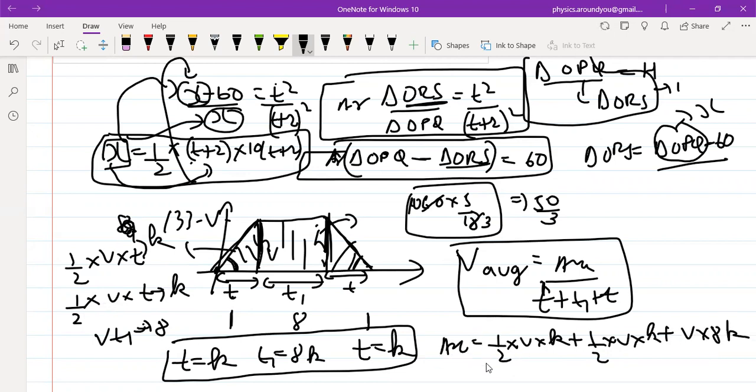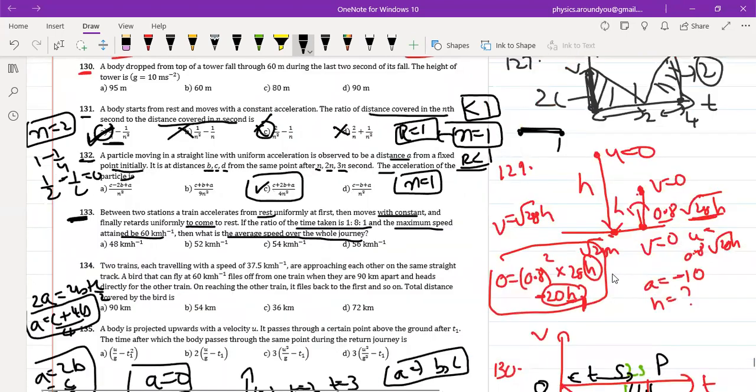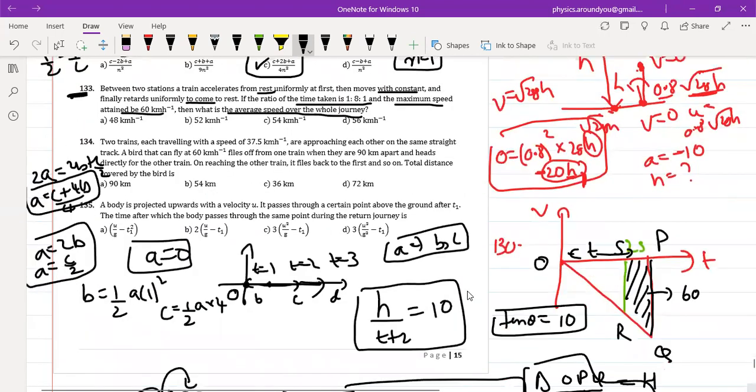I will divide it by the total time. What is the sum of all the times? K plus 8K plus K, which is 10K. I cancel the K in the numerator with the K in the denominator. So I'll get the average speed. Total area by the total time taken gives you the average speed. Total distance is nothing but the area under the VT graph. So that would be question number 133.